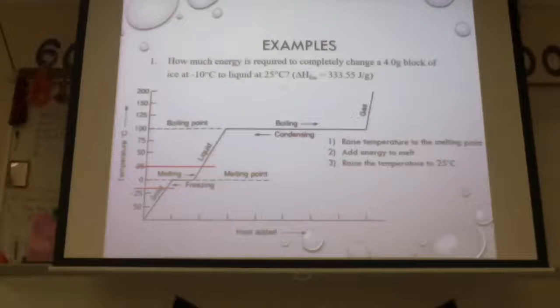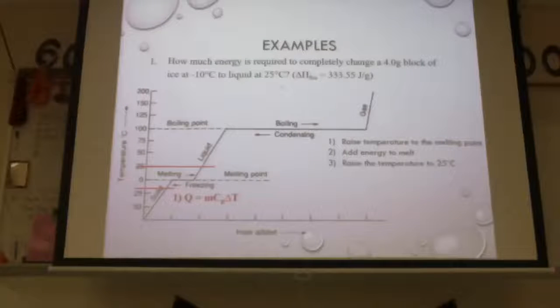So the first line here is raising the temperature to the melting point. Right, then we're doing a phase change, we're melting, and then we're raising the temperature to 25 degrees Celsius. So for this first part, which equation am I using? The first one. Give me the actual equation. Q equals mCΔT. Great, mCΔT.